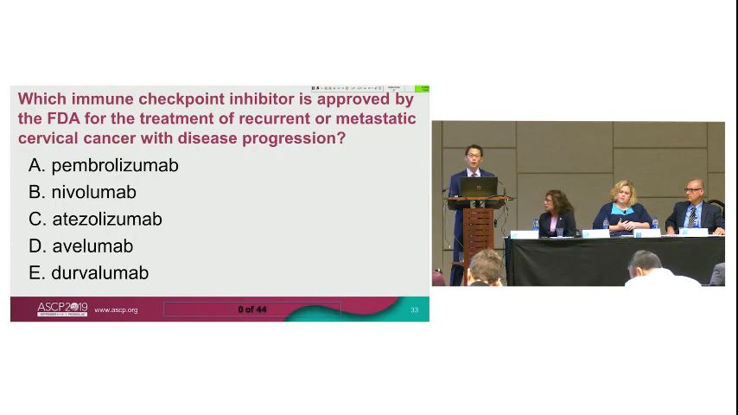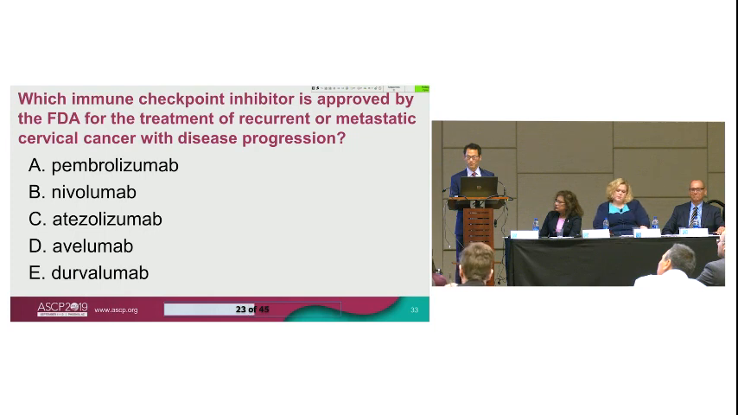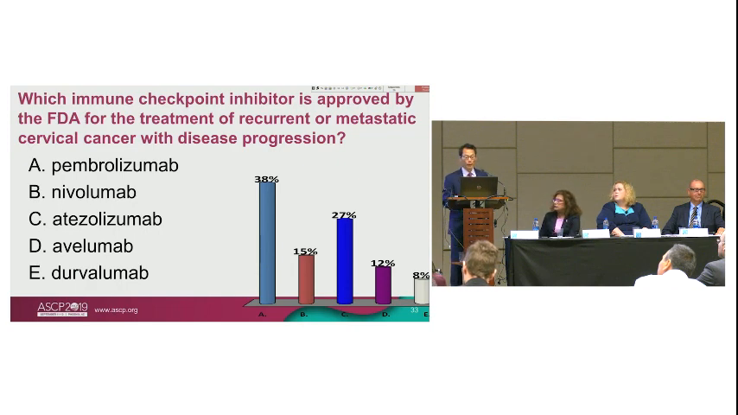The next question for audience response is: which immune checkpoint inhibitor is approved by the FDA for the treatment of recurrent or metastatic cervical cancer with disease progression? So take a moment, look at that list, make a selection. We'll give you about 20, 30 seconds. And we still see responses coming in. Okay, so the correct answer is pembrolizumab. About 38% of you selected the correct response.